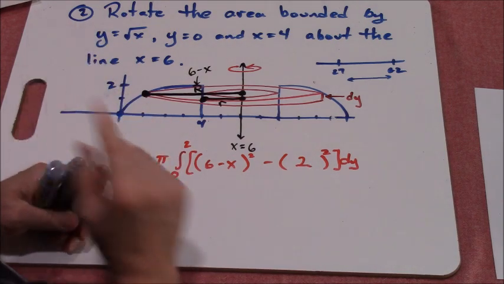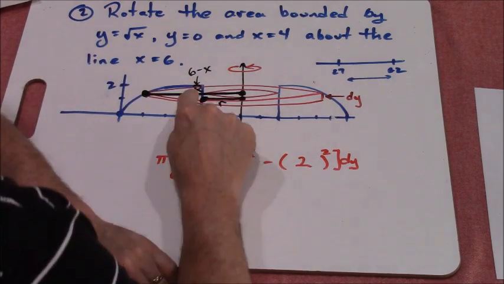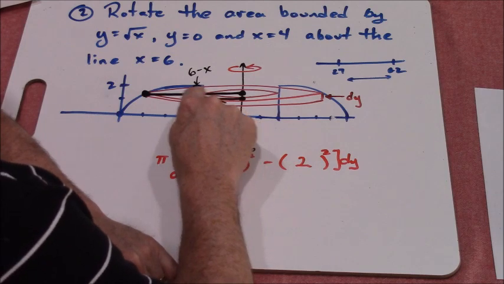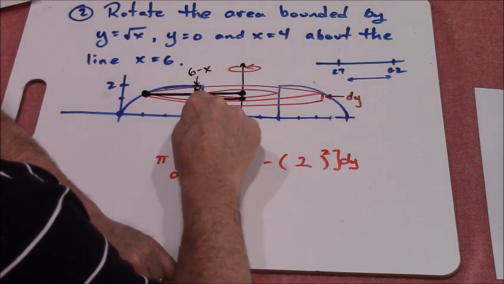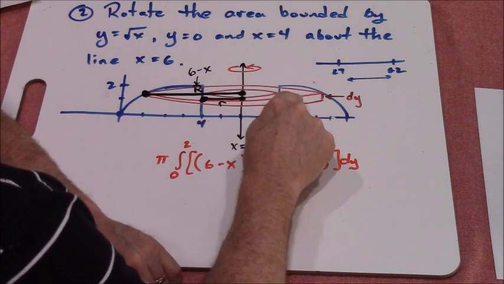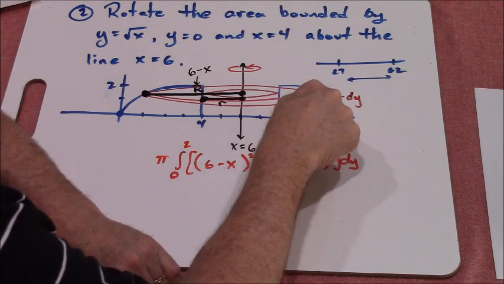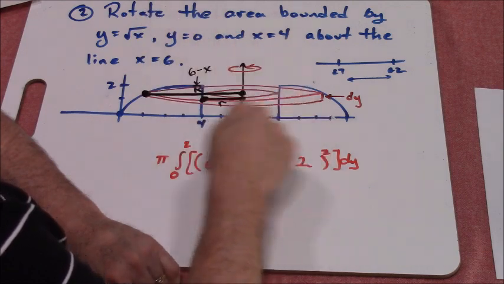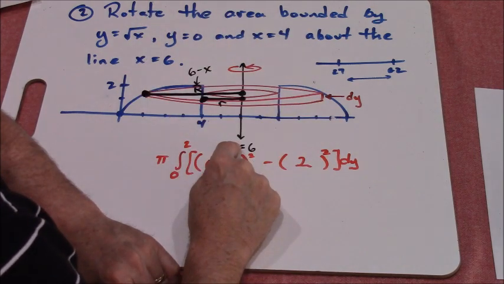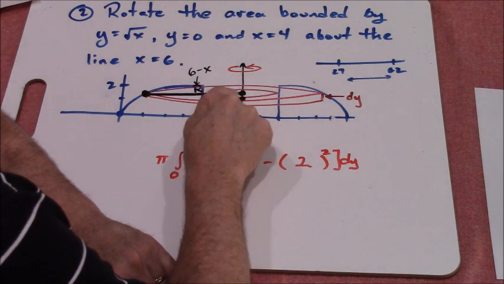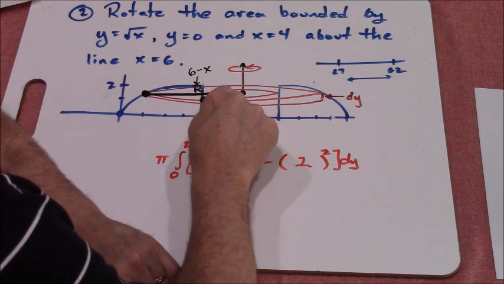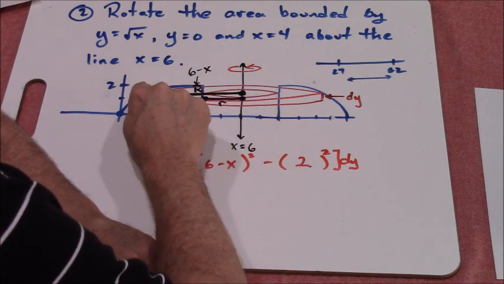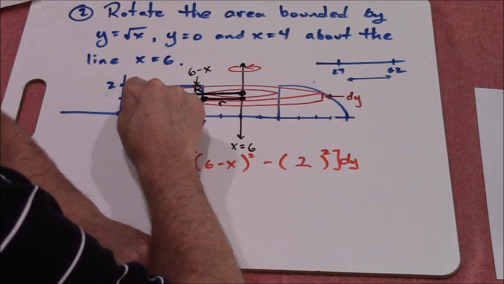Now, let me just say something that's really important here. When you're trying to figure out these two radii, I don't want to draw the picture over here because this wasn't the original curve. This is a result of rotating this around the line x equals 6. I always want to make sure I'm drawing my radius from the axis of rotation back to the original curve. Really important.